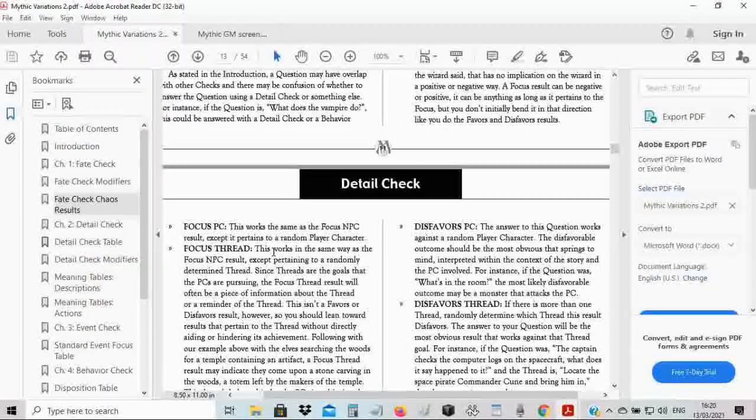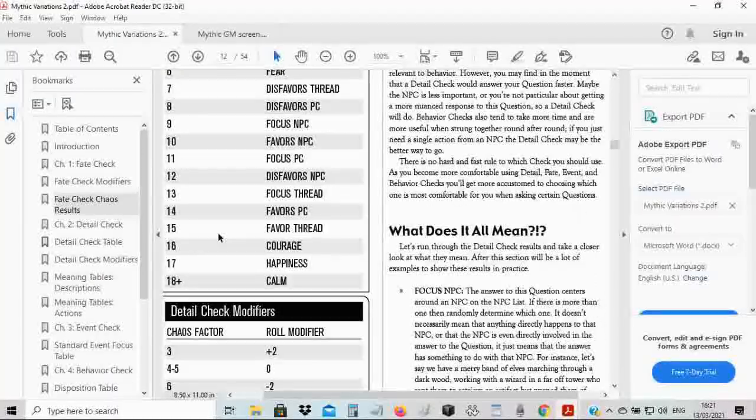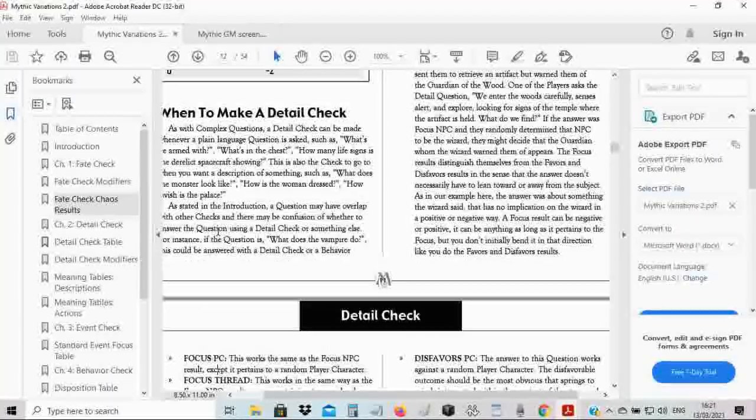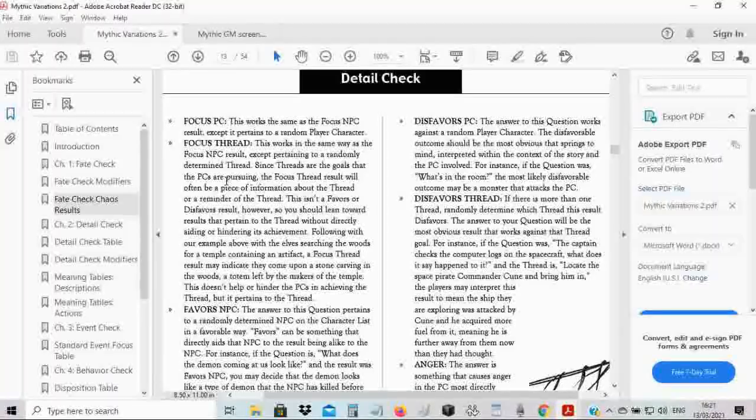Okay, focus PC means it's focused on the main character. Suppose our main character is a barbarian. It could mean, especially if it's his quest, maybe he finds out a detail about his enemies. Focus thread, this focuses on a given story path or plot.